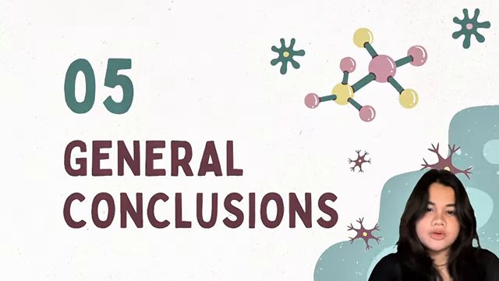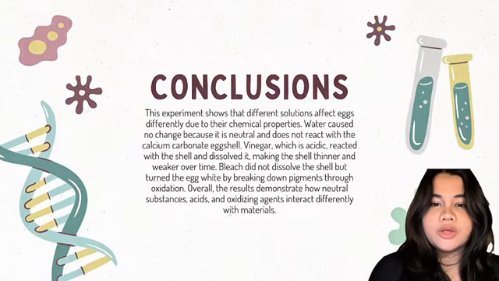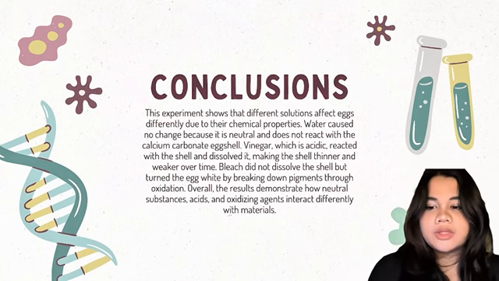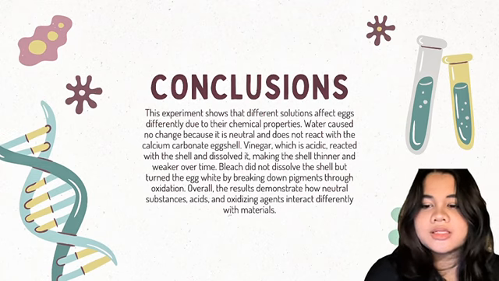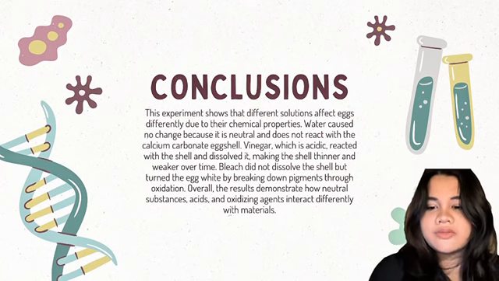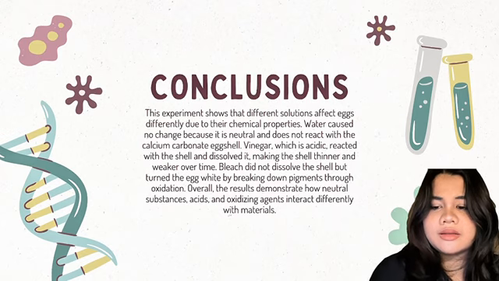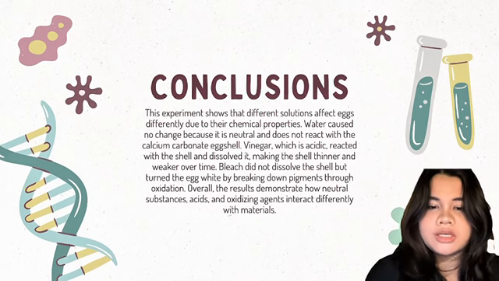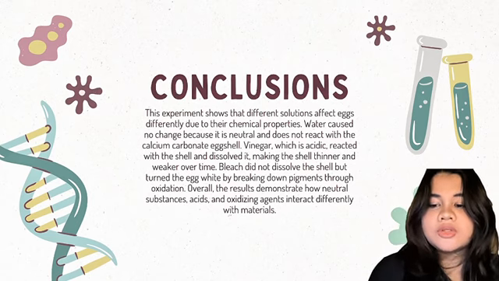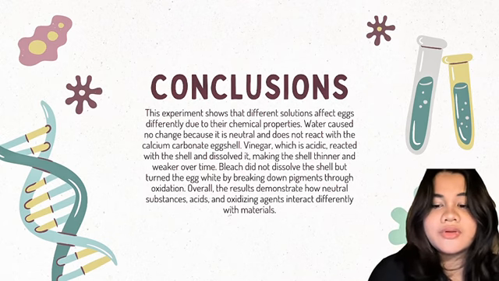Last but not least, for the conclusion, this experiment shows that different solutions affect eggs differently due to their chemical properties. Water causes no change because it is neutral and does not react with the calcium carbonate eggshells. Vinegar, which is acidic, reacted with the shell and dissolved it, making the shell thinner and weaker over time. Bleach did not dissolve the shell but turned the egg white by breaking down pigment through oxidation. Overall, the result demonstrates how neutral substances, acids and oxidizing agents interact differently with materials.